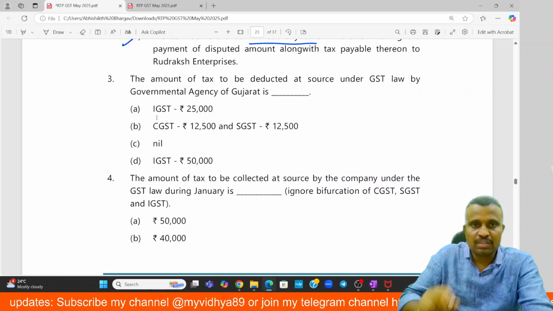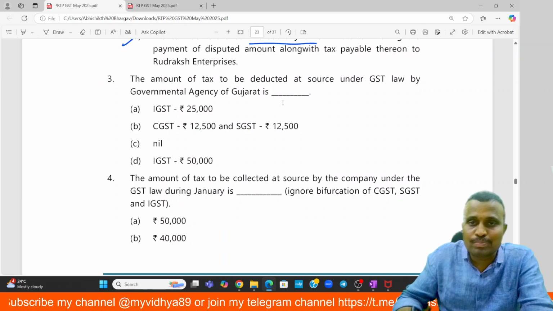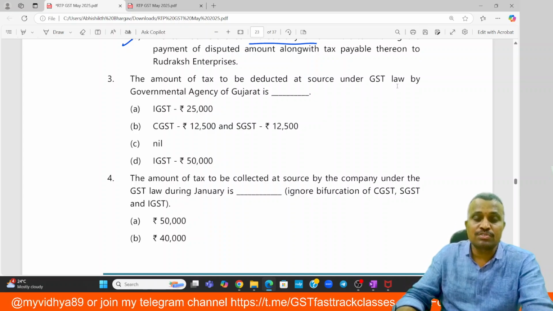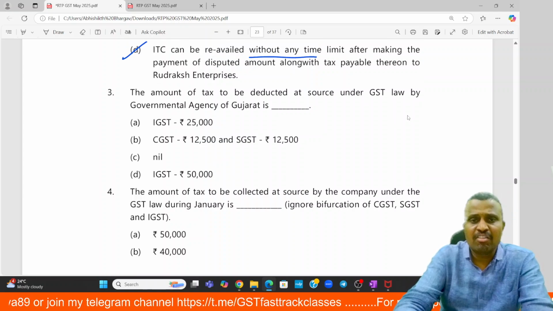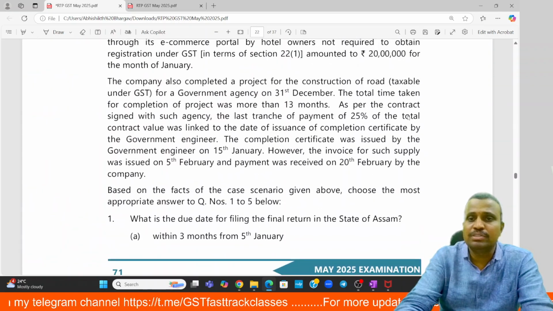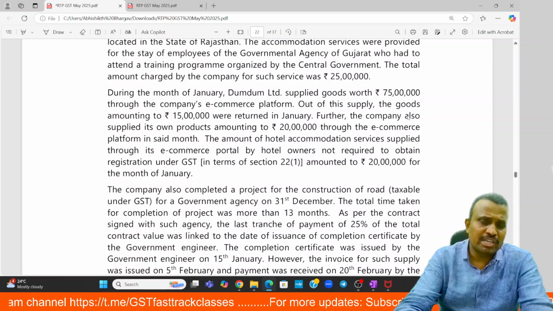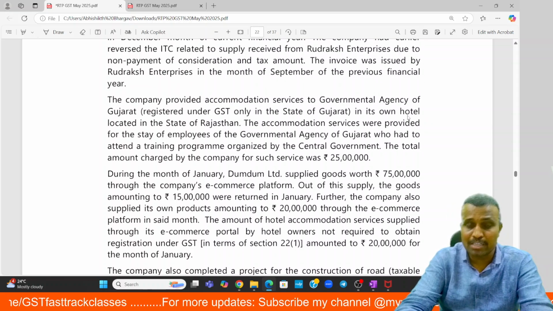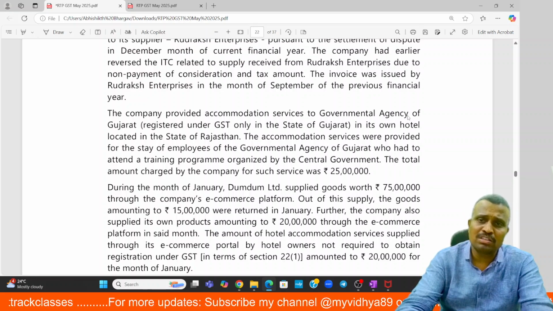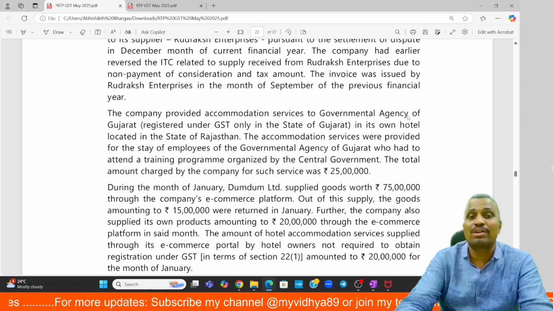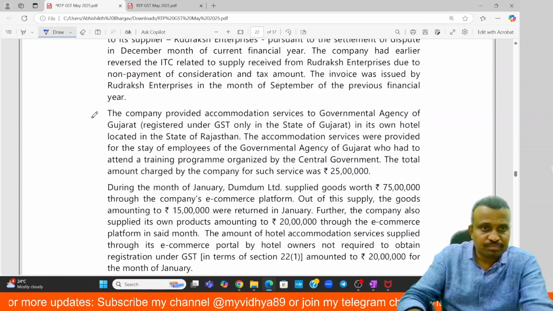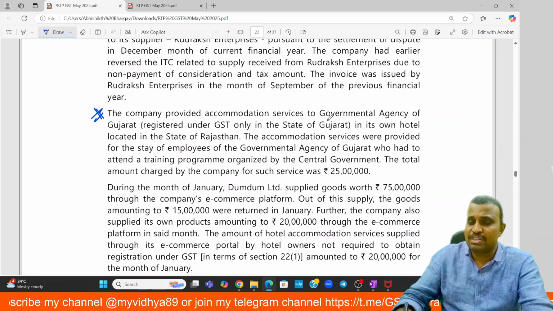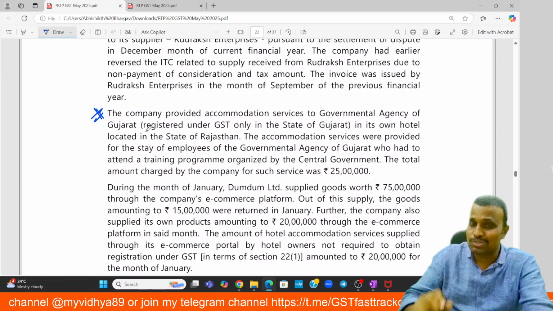Sorry. The amount of tax to be deducted at source under GST law by the government agency of Gujarat is... First of all, this is relating to TDS. TDS should be deducted by the notified person, and among them, one of the notified persons is the government agency. And here we have the point: the company provided accommodation services to the government agency of Gujarat.